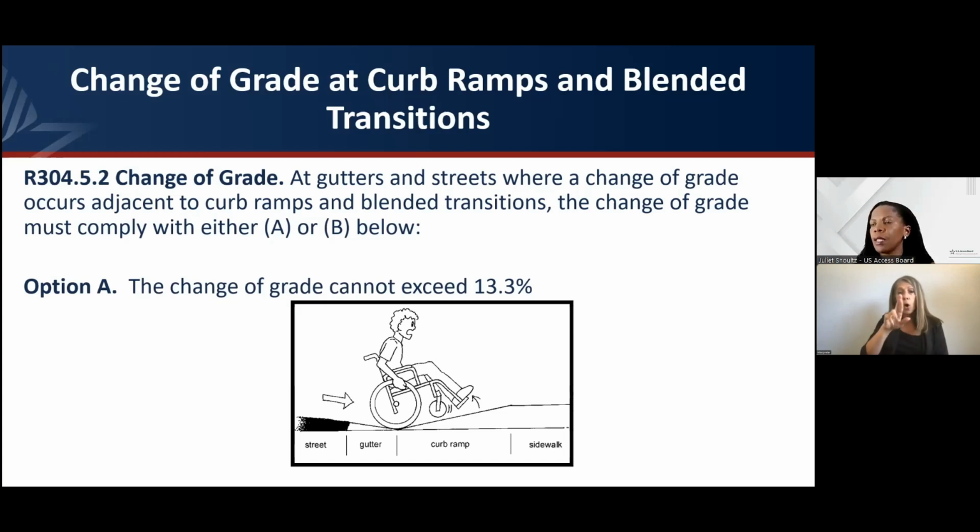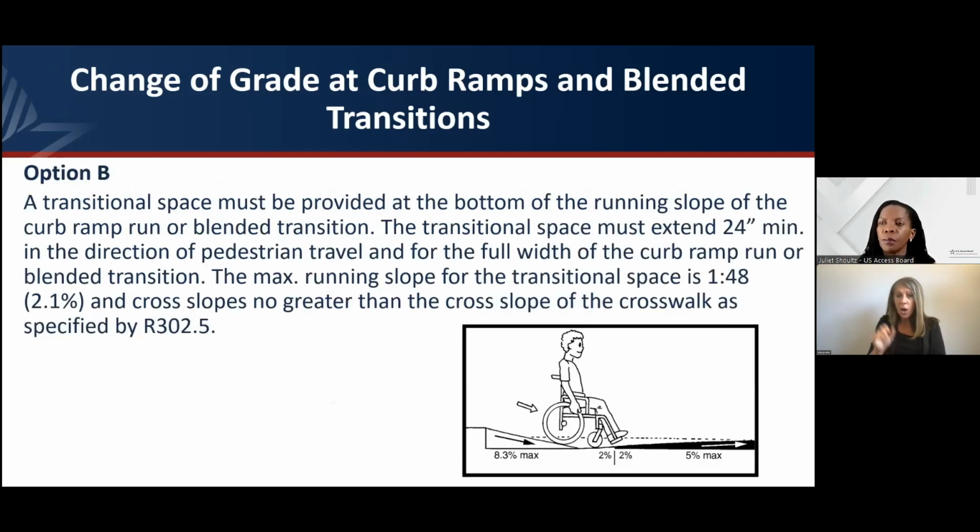304.5.2 change of grade talks about two options where you have that situation where your change of grade is exceeding 13.3%. So at gutters and streets where change of grade occurs adjacent to curb ramps and blended transitions, the change of grade must comply with either A, which is shown in the slide, the change of grade cannot exceed 13.3%, or option B on this slide, a transitional space must be provided at the bottom of the running slope of the curb ramp run or blended transition.